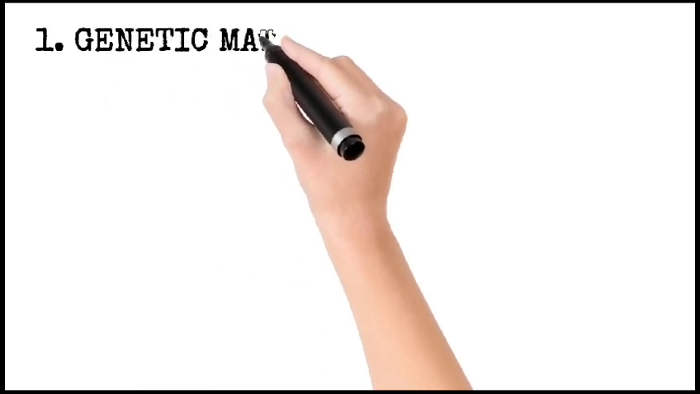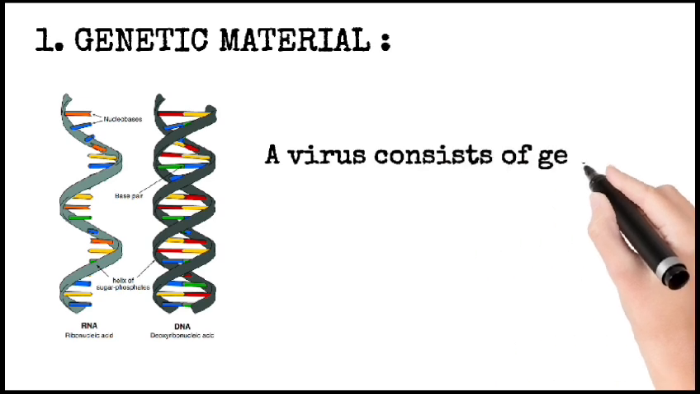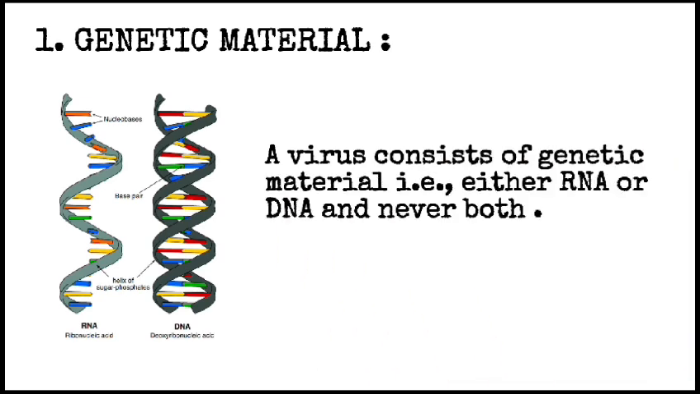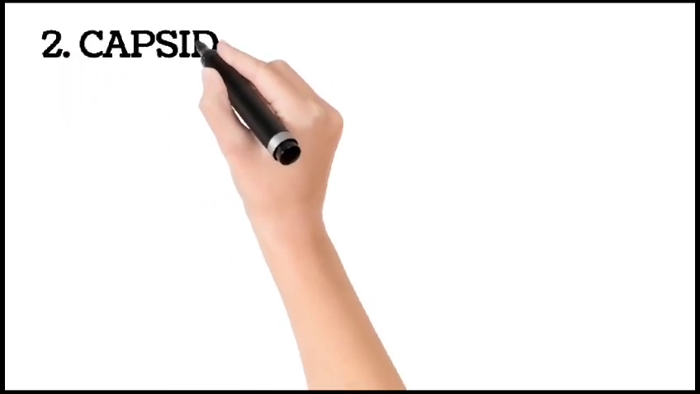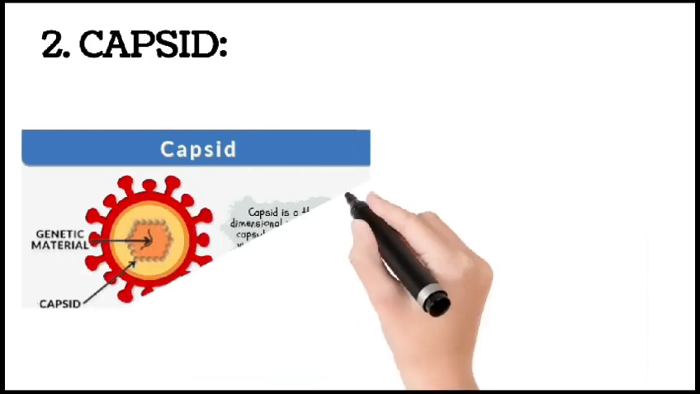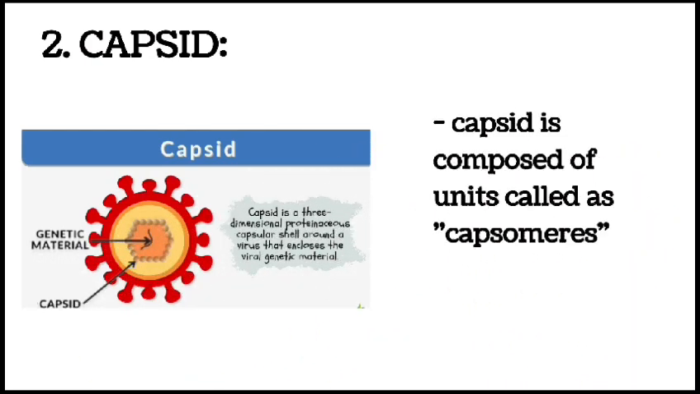Genetic material, this can be either DNA or RNA, and it carries the genetic information necessary for the virus to replicate. Capsid, this is a protein shell that encases the genetic material. The capsid is composed of protein subunits called capsomes.